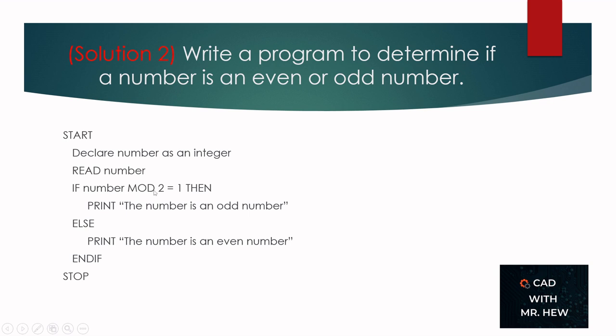If the number mod 2 is equal to 1, then this means that the number that we entered is an odd number. So we print on the screen the number is an odd number. If it is false, then else, we'll go to the else section of the selection control structure and we'll print the number as an even number, end if. After the end if, then we have a stop in our pseudocode.